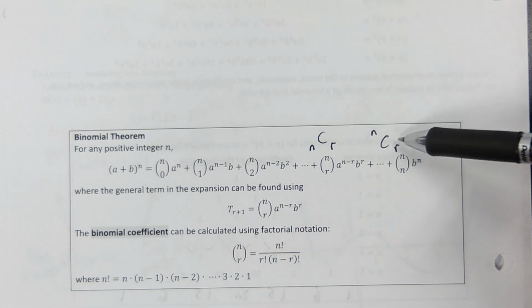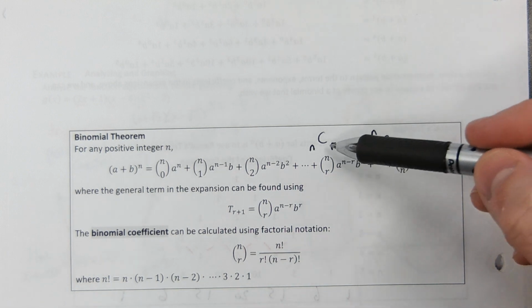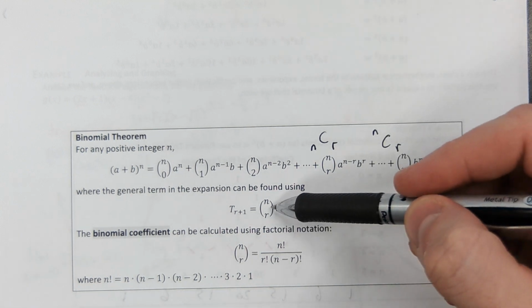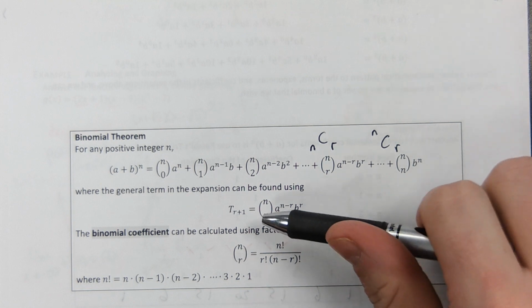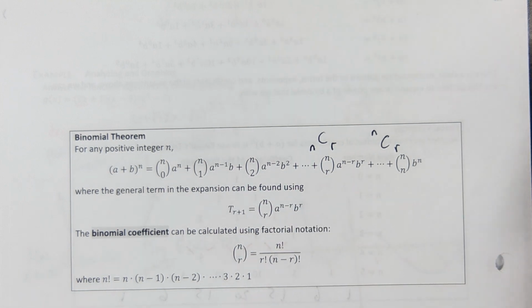I don't ever use that. I just know what it says. This is what's on our calculator. This is what I always use. And yes, your calculator can calculate n choose r. You might be wondering what that is.